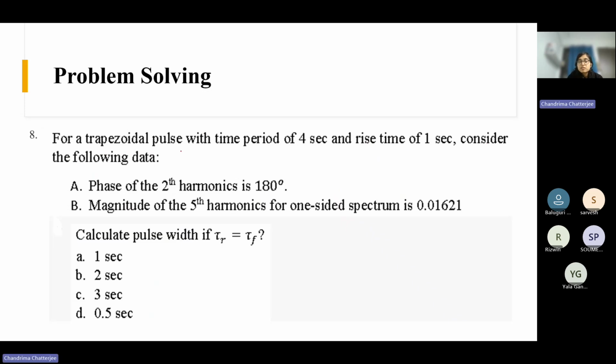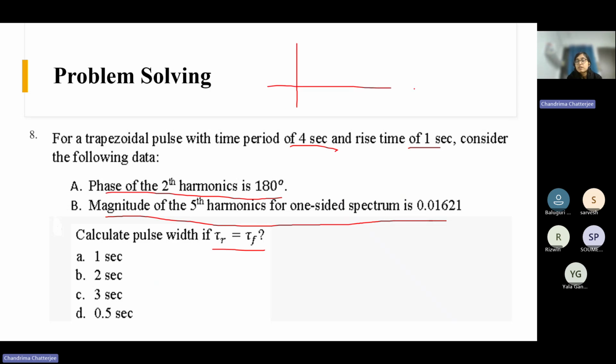Okay, so for a trapezoidal pulse with time period of 4 seconds and rise time of 1 second, consider the following data. Phase of the second harmonic is 180 degree and magnitude of the fifth harmonic for one-sided spectrum is this. Then calculate the pulse width if tau r is equal to tau f. Again a symmetric trapezoidal waveform where rise time is equal to fall time. So we will have to calculate the pulse width, right?